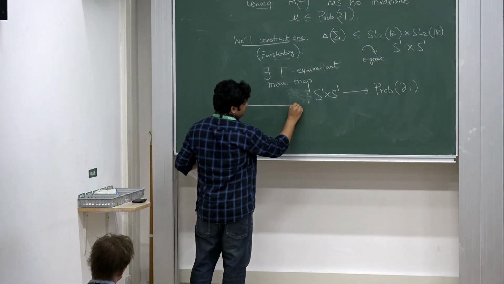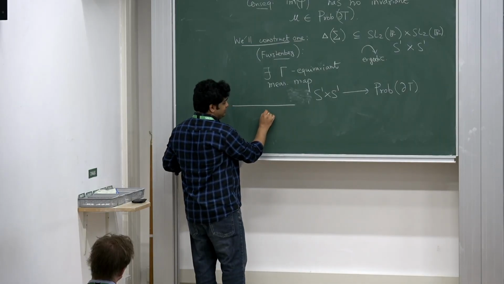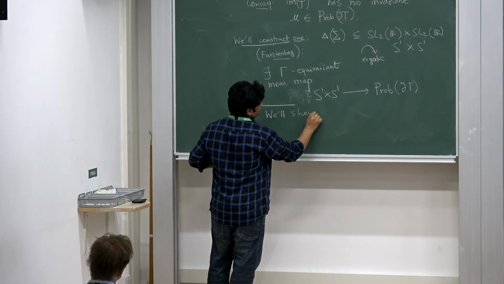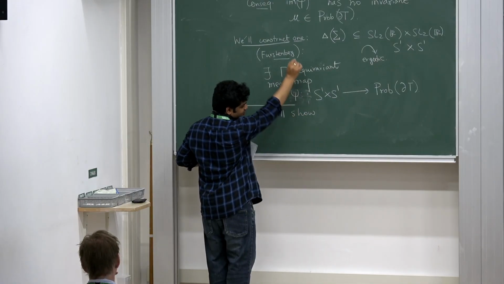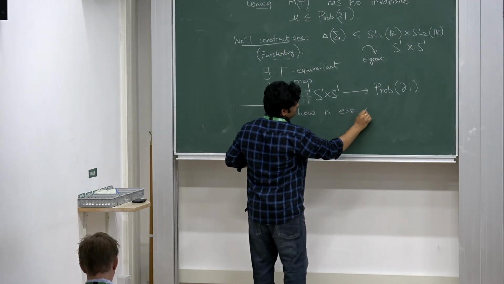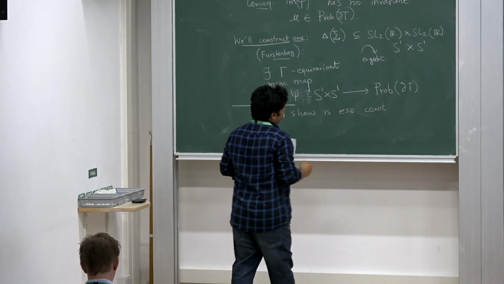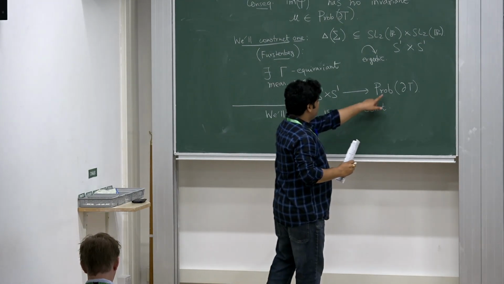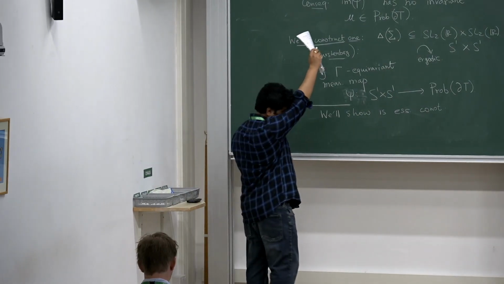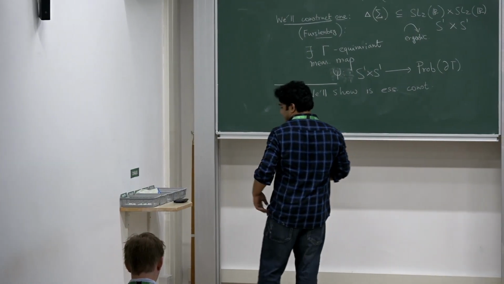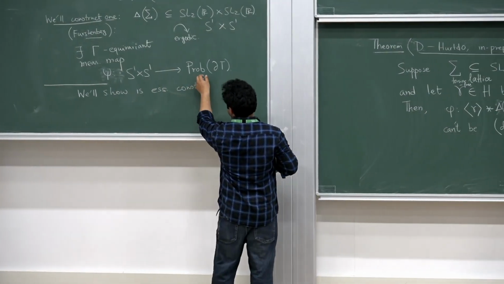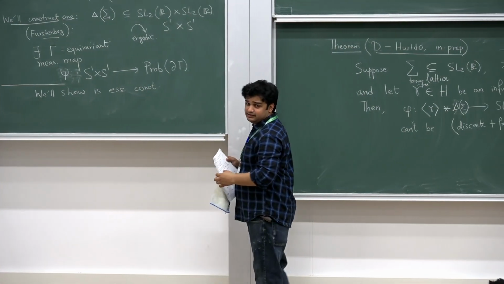Okay, so what we want to do is show that it's essentially constant. Maybe let's call it psi. Meaning we can find a point here whose preimage is almost all of it. If we can show that, then the measure that we get will be invariant.